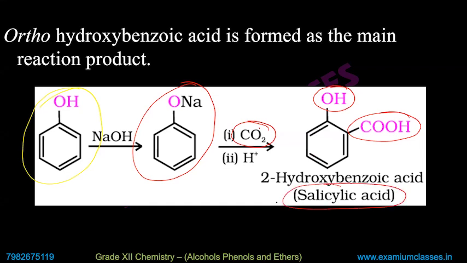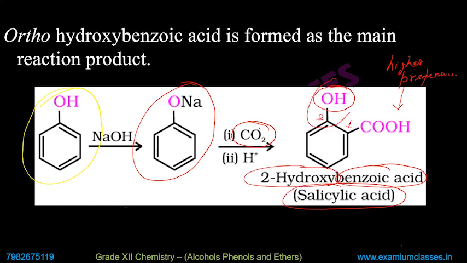Many questions will appear from here. Salicylic acid, 2-hydroxybenzoic acid. Acid group has higher preference. That's why it will be benzoic acid. When it is benzoic acid, this one is 1, this will be 2. At second position, we have hydroxy group, 2-hydroxy, which is known as salicylic acid.